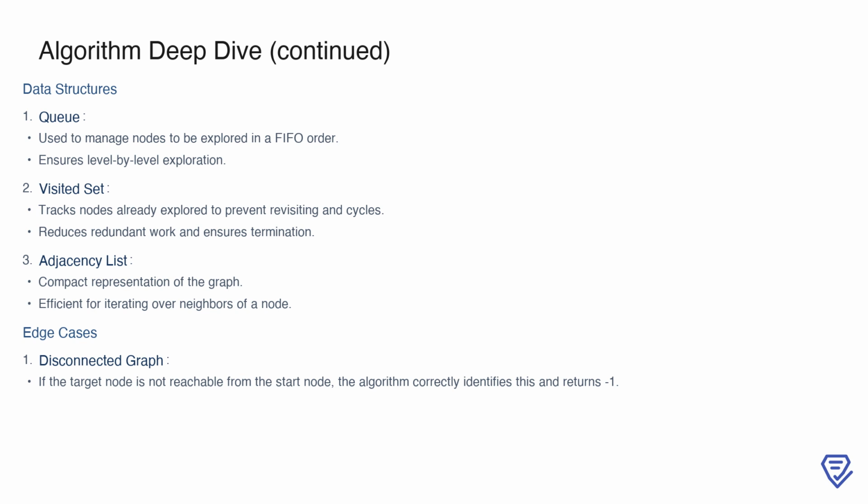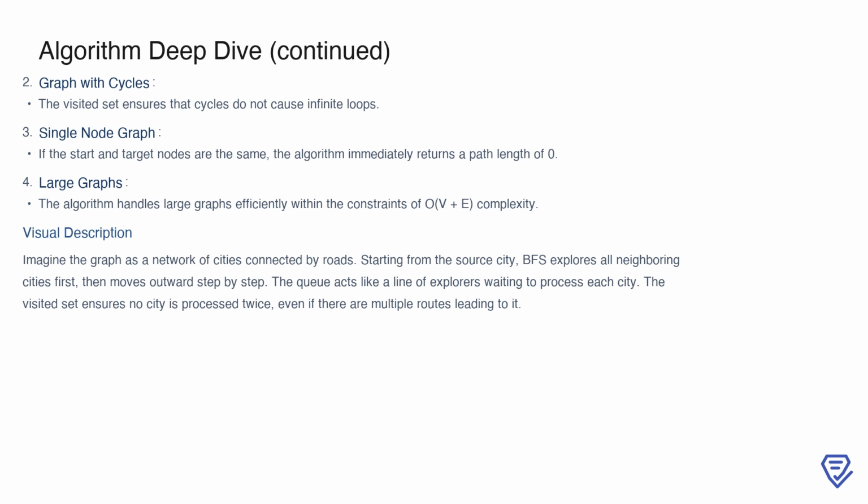It's also important to note how edge cases are handled. For example, in a disconnected graph, if the target node cannot be reached, the algorithm will correctly return -1, as the queue will eventually empty without finding the target. These components and considerations ensure the BFS algorithm is robust and efficient. In graphs with cycles, the visited set plays a critical role in preventing infinite loops by ensuring each node is processed only once. In the case of a single-node graph, where the start and target nodes are the same, the algorithm immediately returns a path length of 0. For large graphs, BFS handles the workload efficiently within its O(V + E) complexity bounds, making it scalable for practical use cases.